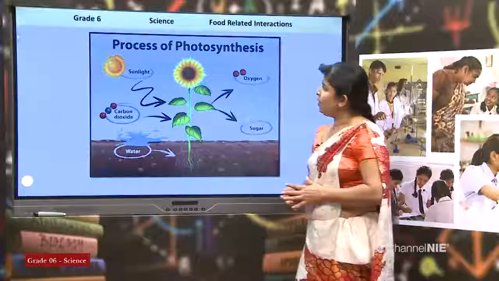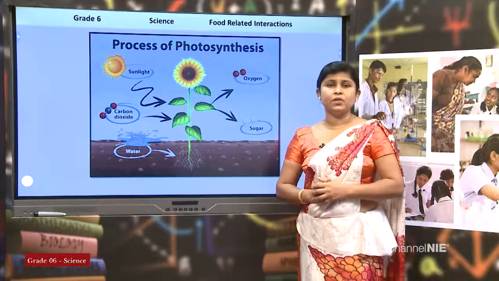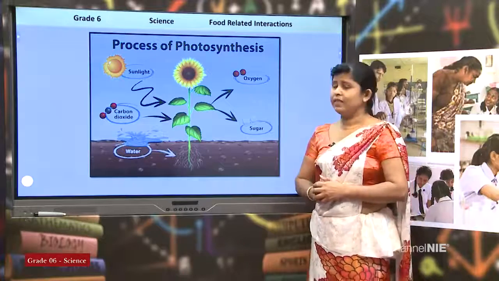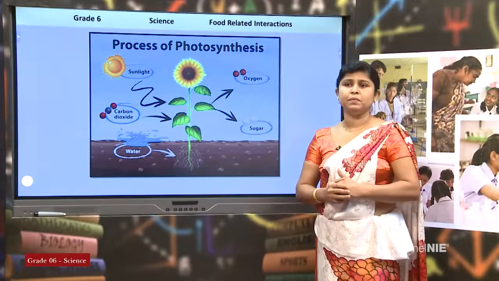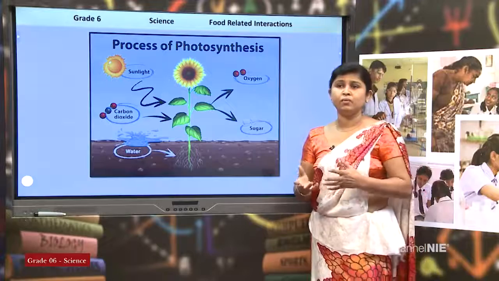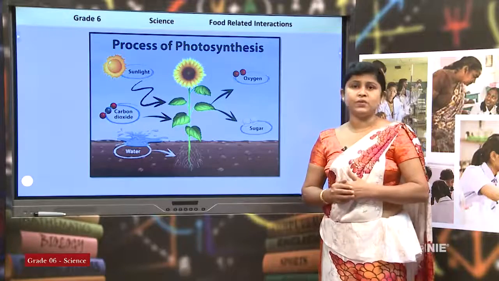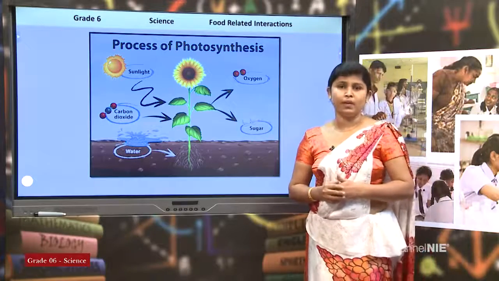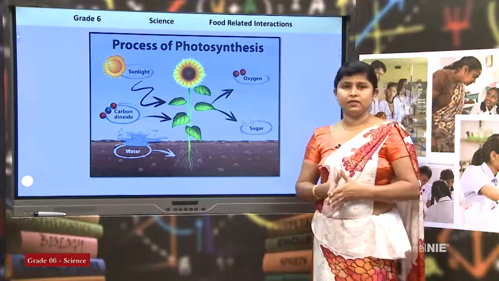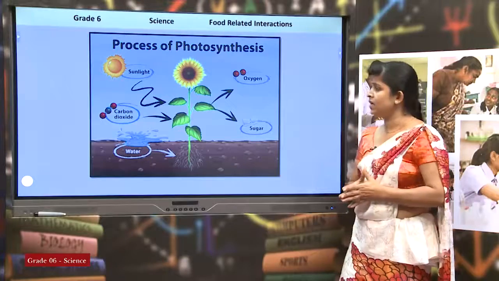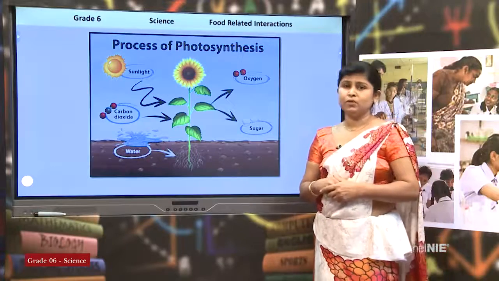Okay. You can see that the plant is absorbing the sunlight. And there is carbon dioxide in our atmosphere. Our atmosphere contains a large amount of different types of gases, but the gas which is used in the process of photosynthesis is carbon dioxide. Carbon dioxide is absorbed into the plant through the stomata. There are special holes in the plant leaves called stomata.